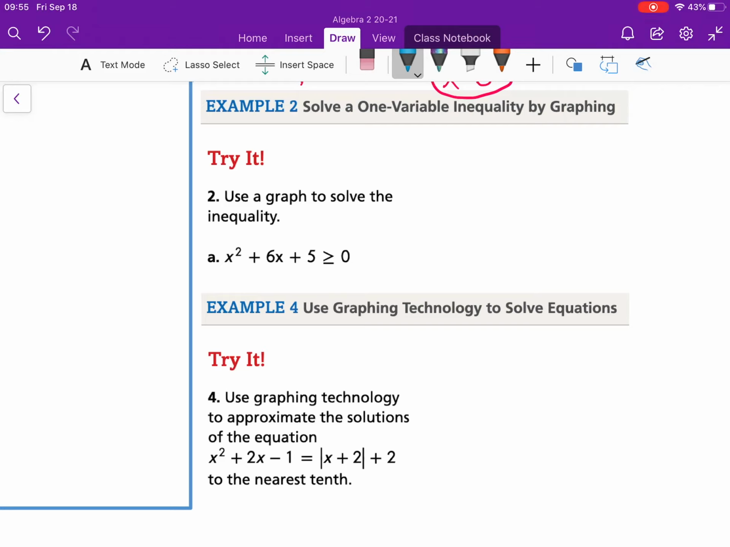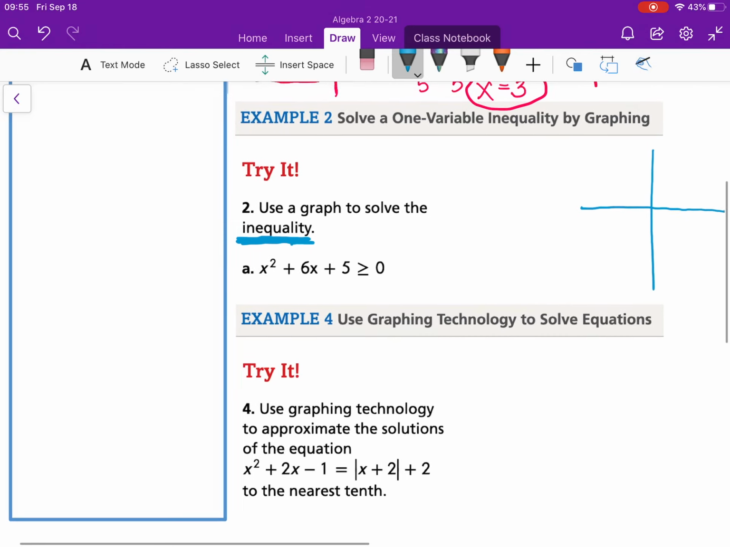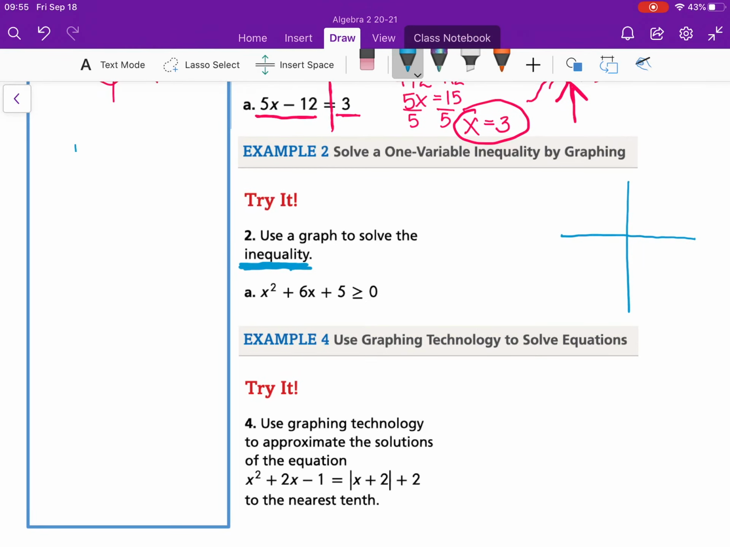Welcome back. For example 2, we're going to be using Desmos again, so make sure that you still have access to that. And I'm going to go ahead and draw myself a little graph over here because in my notes I always like to have a picture of what I graphed in order to get it right. So in this one we're solving an inequality. That means that it's not just equal to, but maybe it's less than, or maybe it's greater than, maybe it's both.